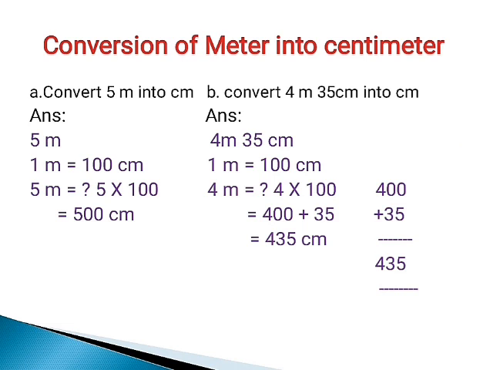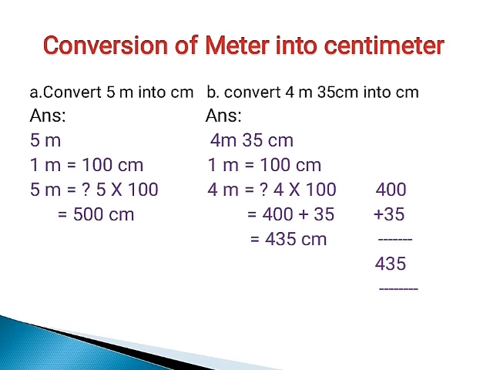Yes. So now answer. First step what I told, you should write the sum as such. So 4 meter 35 centimeter. Second step, what we should write? Yes, we should write the formula. What is the formula? 1 meter is equal to 100 centimeter. Third step, what we should do? We should do the substitution. So that is 4 meter. 35 we should not take because 35 is already centimeter. So no need to convert. Only meter. So 4 meter is equal to question mark.